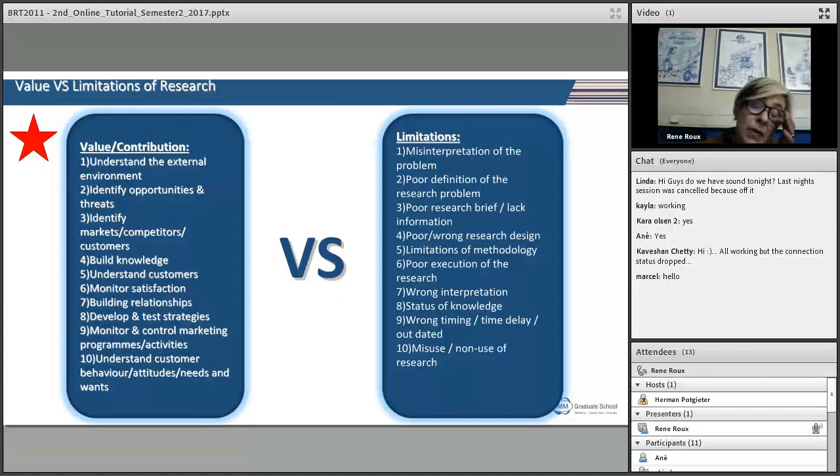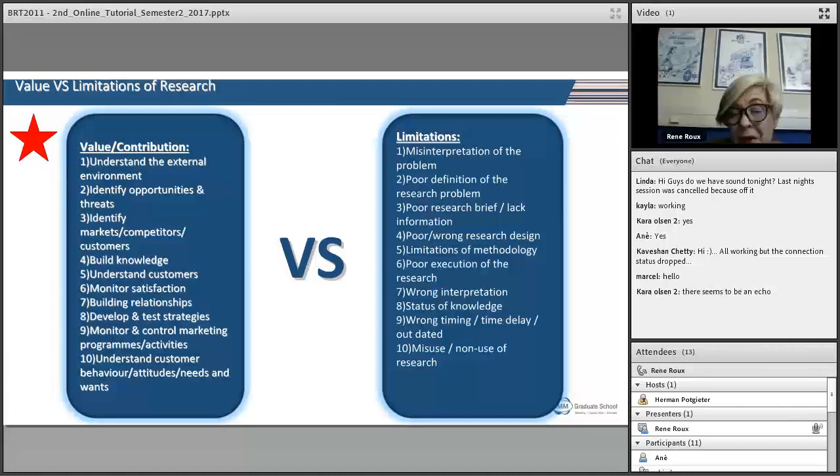If you really don't understand the business problem, you can end up doing the wrong research. And I promise you, we will get to the differences between business problem, market research problem, etc. We will cover it in detail. So just bear with me a little bit. If you don't define your research problem in detail, then you're also going to end up with poor research.